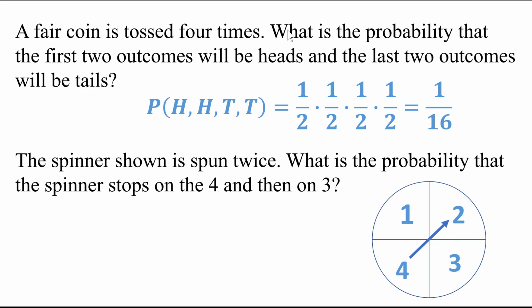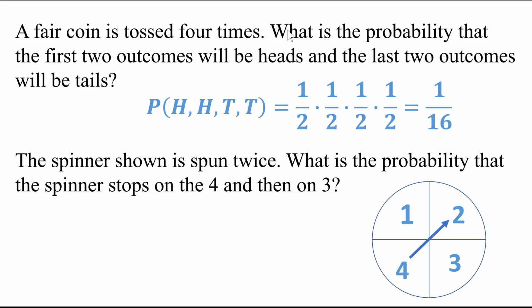And so you don't have to draw out this whole big tree like we did on the other one. All you have to do is remember that the probability of a certain order of independent events happening is just the individual probabilities multiplied together. So the probability of getting a head when you flip a coin is 1/2. The probability of getting a head again is 1/2. The probability of getting a tail is still 1/2, and the probability of getting a tail is still 1/2. You multiply all those together and you get 1/16.